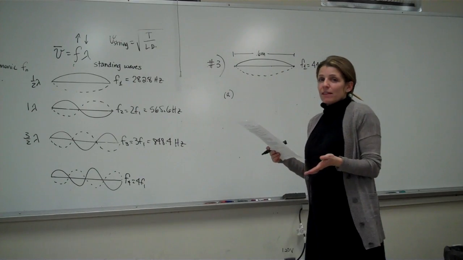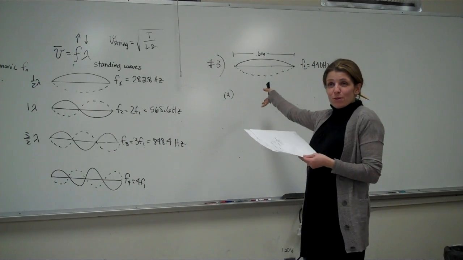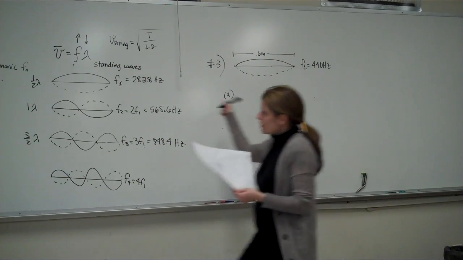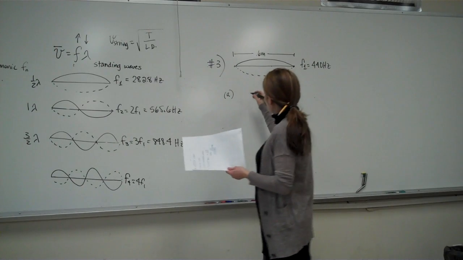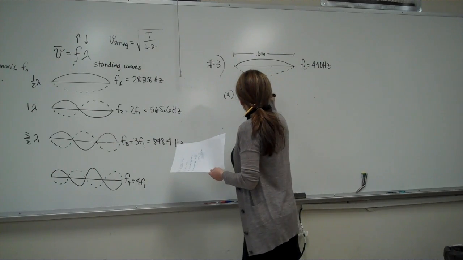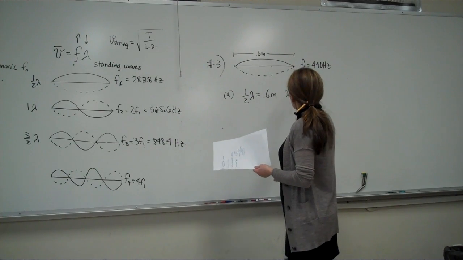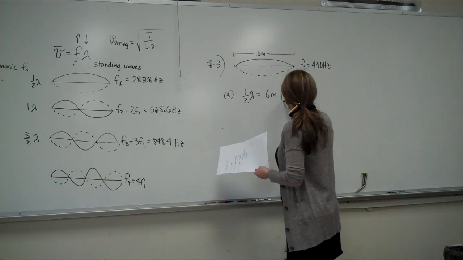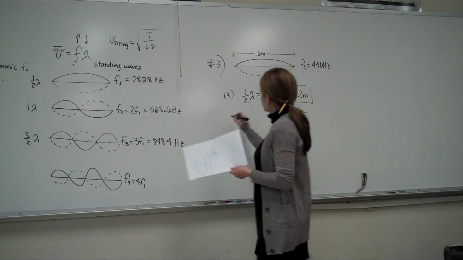Part A asks, what's the wavelength? Well, it turns out if you know the length of the string and you know what vibrational mode you're in, you can easily figure out the wavelength using this relationship. So this is a half a wavelength that fits on a string that's 0.6 meters long. So lambda is 2 times 0.6 or 1.2 meters. That's the wavelength of the fundamental.